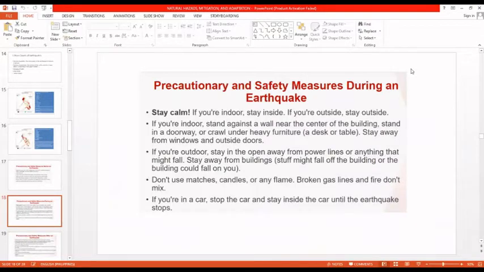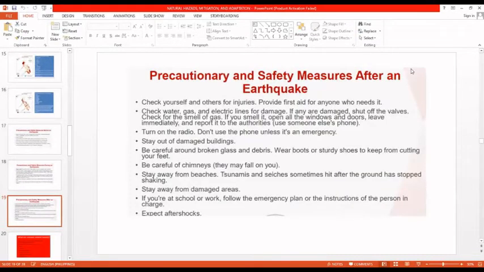So if you're outdoors, stay in the open, away from power lines. Basically, kapag nasa labas ka ng bahay, wag ka nang pumasok. Di ba? Stay away from mga power lines, mga puno or mga buildings kasi may tendency na baka mag-collapse yan. Baka nakatambay ka sa puno, paano kung matumba yan, di ba? So don't use matches, candles, or any flame. Broken gas lines and fire don't mix. So if you're in a car, stop the car, stay inside the car until the earthquake stops.